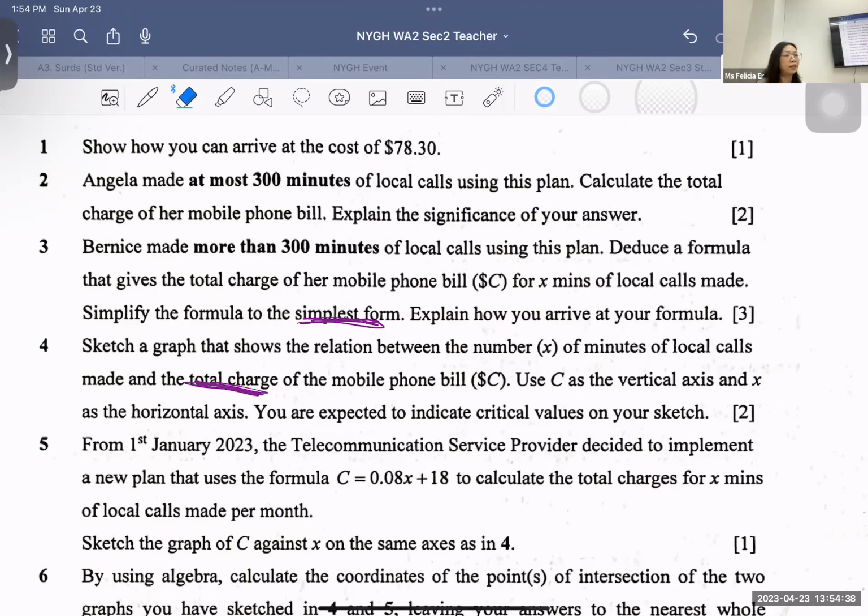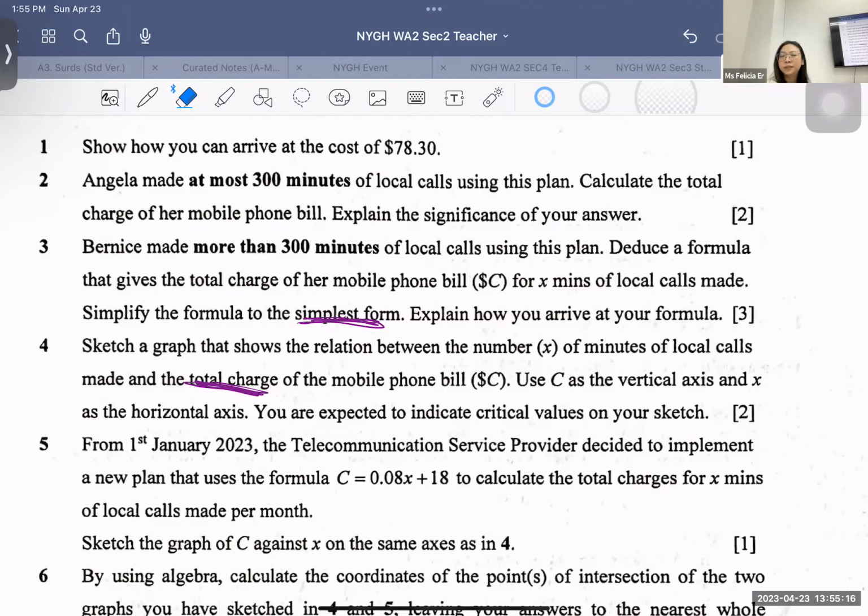For critical values, you always need to include your y-intercept, your x-intercept, and your turning points, if they exist. If they don't exist, then don't include lah. They don't exist, how to include, right? But if they exist, you are expected to indicate them in any of your graph sketching, graph drawing. It can be a straight line, it can be a curve, whatever. You just have to include x-intercept, y-intercept, and any turning points.